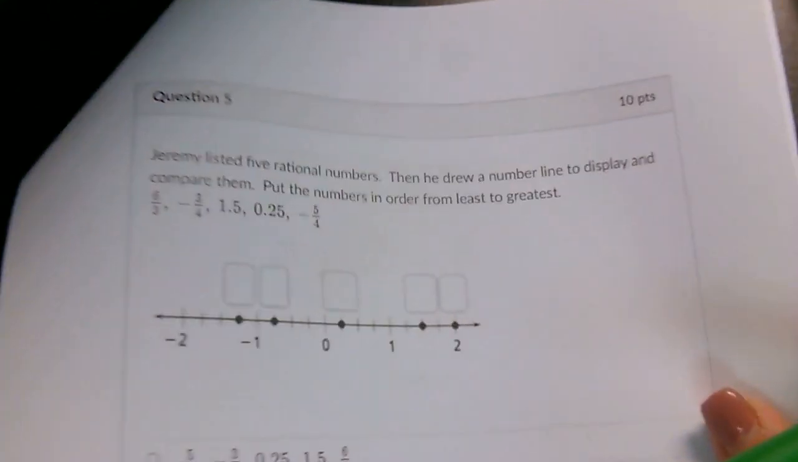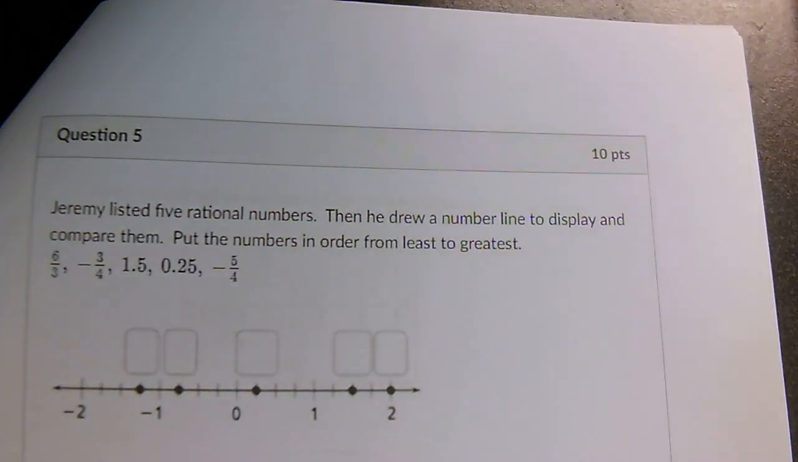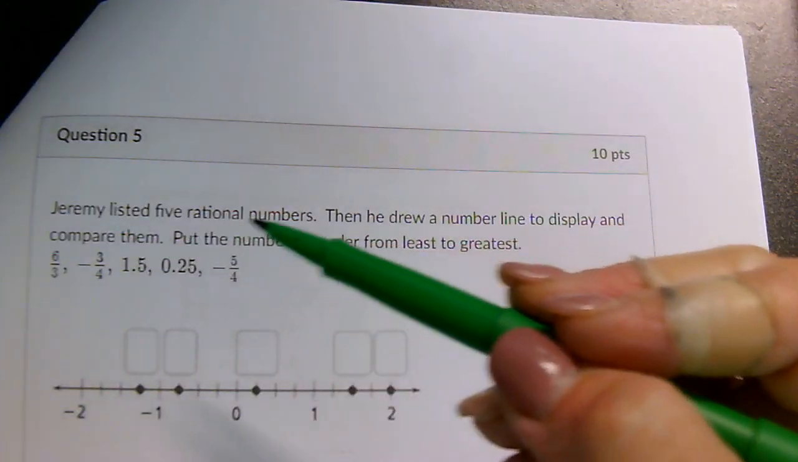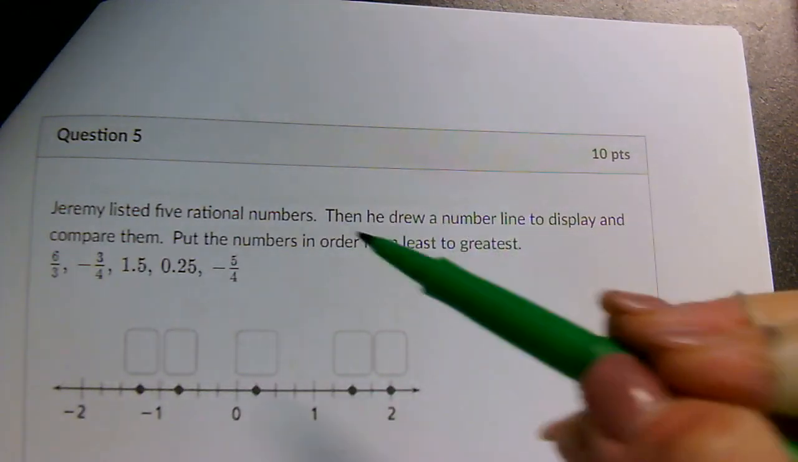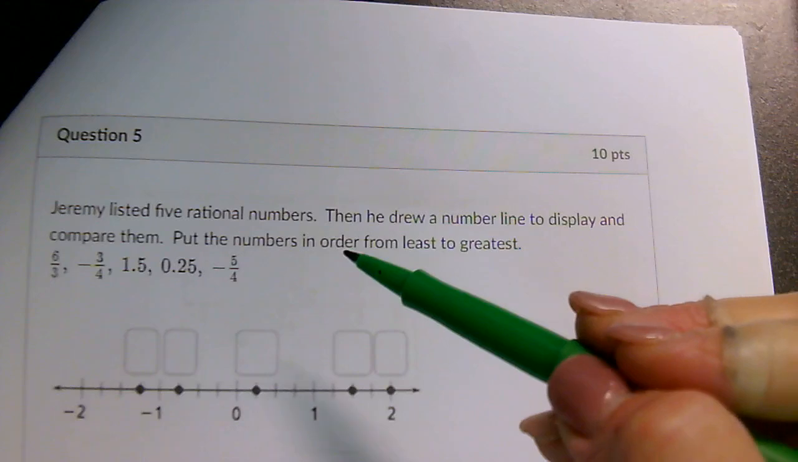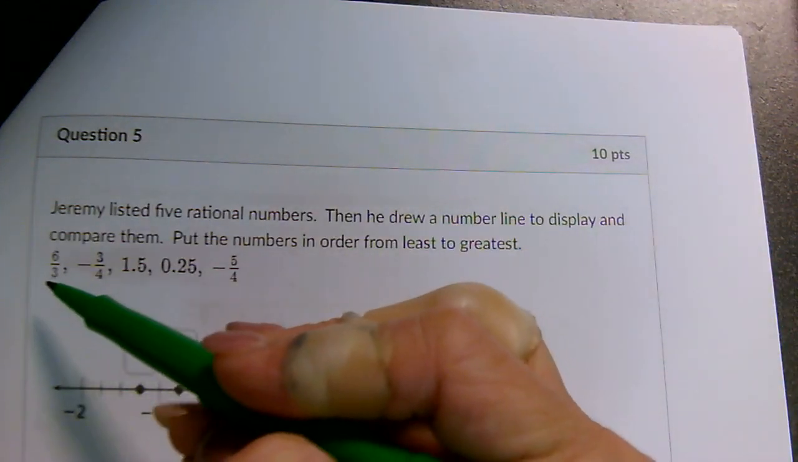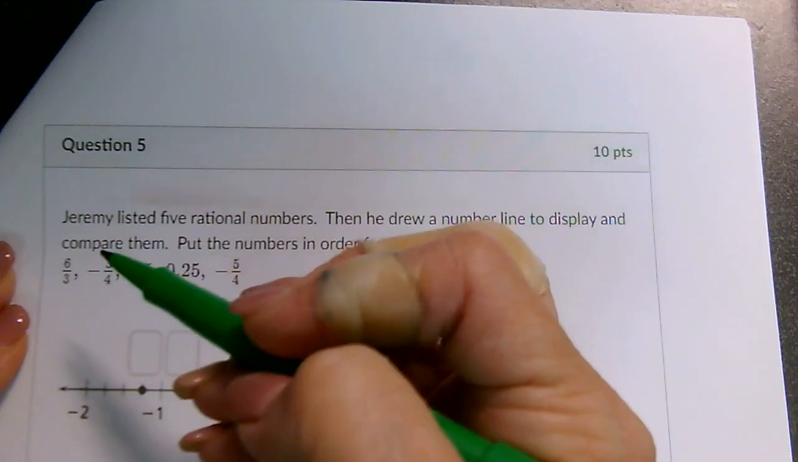Number 5. Now, this is really important to note a couple of things here. I'm going to read the question first and we'll discuss it. Jeremy listed 5 rational numbers. Then he drew a number line to display and compare them and put the numbers in order from least to greatest. You have 6/3. Think about what that simplifies to.